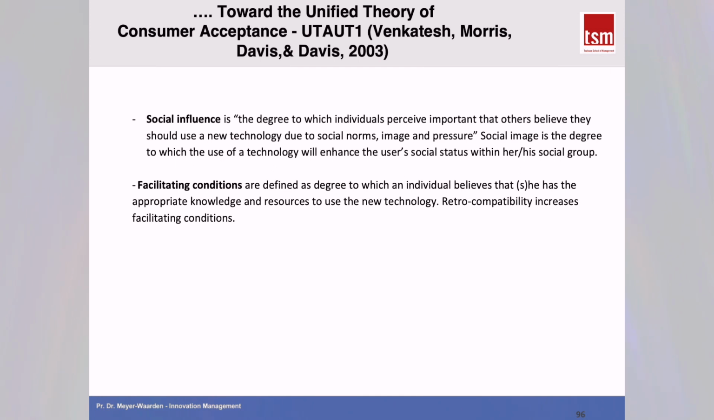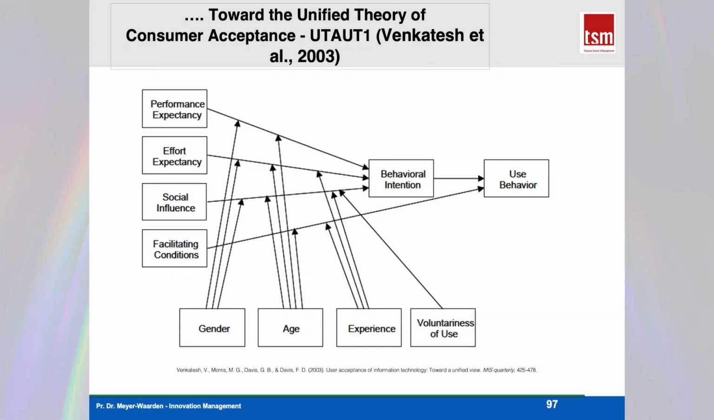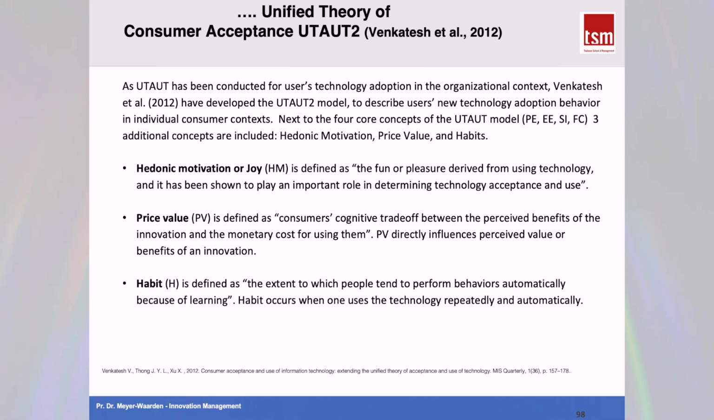Retrocompatibility increases facilitating conditions. In the UTAUT1 model, gender, age, experience, and voluntariness of use are posited to moderate the impact of the 4 key constructs on usage, intention, and behavior. As UTAUT1 has been conducted for users' technology adoption in the organizational context, Venkatesh and colleagues developed in 2012 the UTAUT2 model, extended from UTAUT1 to describe individual users' new technology adoption behaviors in individual consumer contexts.